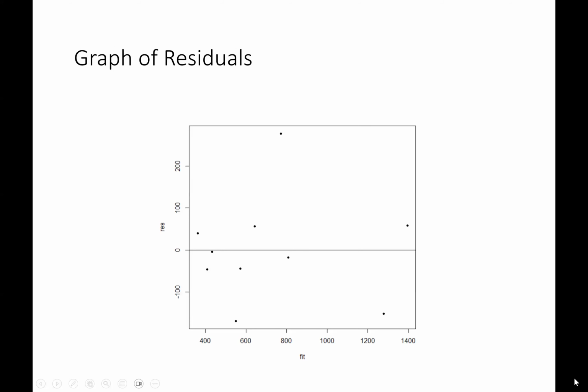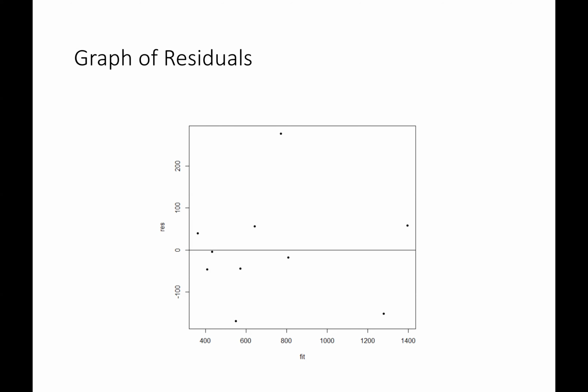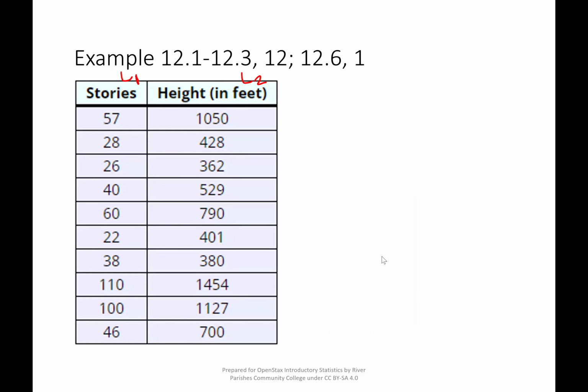Now, how do I test if a point is an outlier? So it says something like this point here. I think that's the one it tells you to look at. And this point here, what was our residual? Go back in your table and tell me what the residual was for your first point.